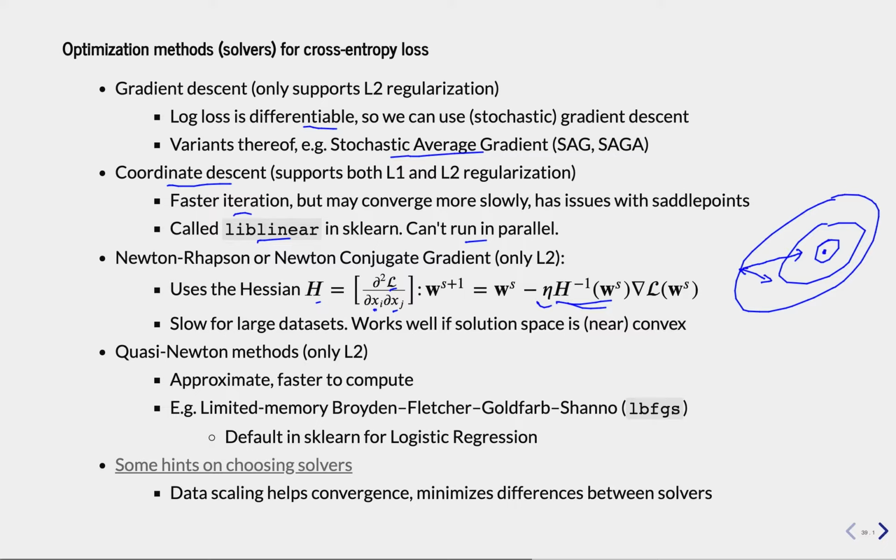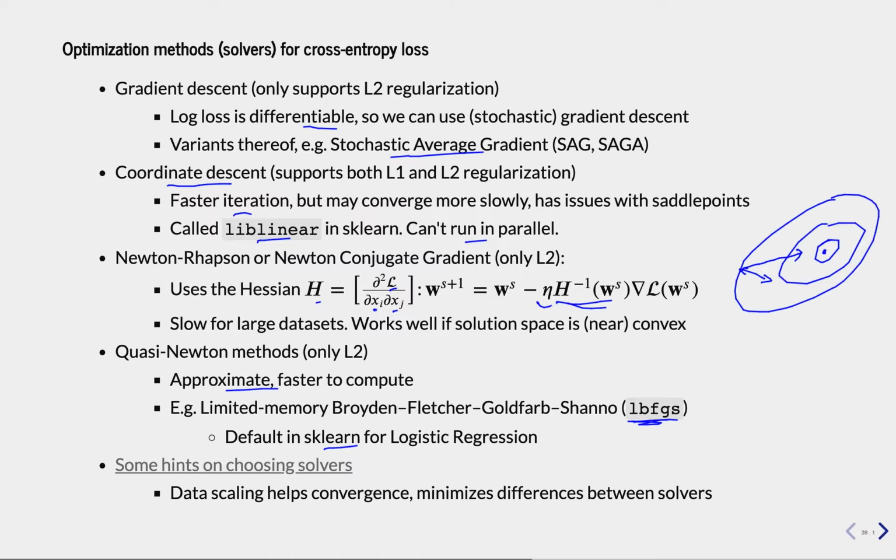Another thing you can do is quasi-Newton methods. It's the same idea as here, but you use approximate techniques, which are faster to compute. And one of these is called the limited memory Broyden-Fletcher-Goldfarb-Shanno method, or LBFGS. And this is actually the default. So if you use Scikit-Learn and if you use logistic regression, in most implementations this is the default solver used. So again, this is an approximate method of this Newton method.